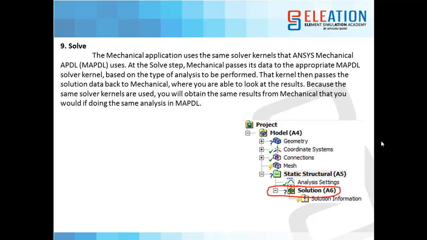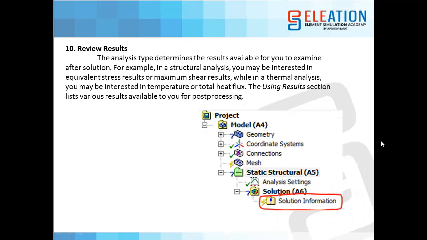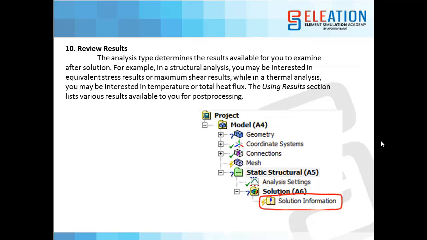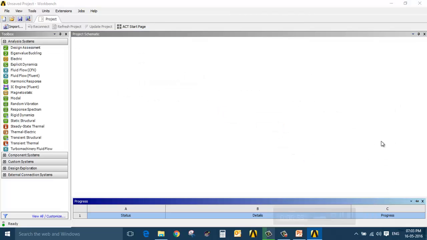We generate some output for the solver, like we define the deformations, stresses. You can also find the factor of safety using ANSYS 17.0 directly. It can calculate the factor of safety. So these are the things which we will see. Then we review the results using the solution information where we define the different solver outputs, and then we see the results of deformation, stress, factor of safety and other parameters.